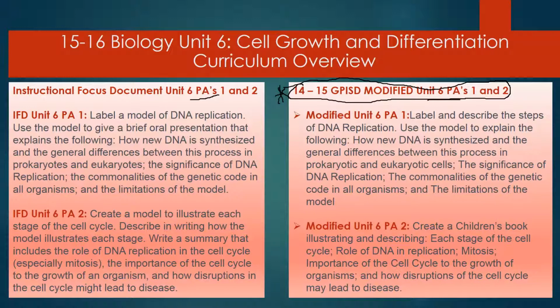And so we have 2 PAs for this unit. So make sure that you split your PAs up over the number of days you have allotted for this unit, which is 12 days. And modified PA1 is here, label and describe the steps of DNA replication. Use the model to explain the following: how new DNA is synthesized and the general differences between this process in prokaryotic and eukaryotic cells, the significance of DNA replication, the commonalities of the genetic code in all organisms, and the limitations of the model. And so that's all for Unit 6 PA1.